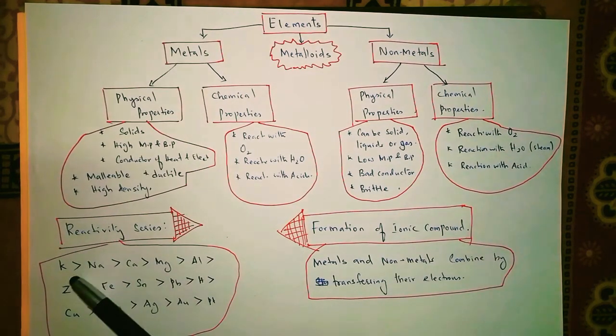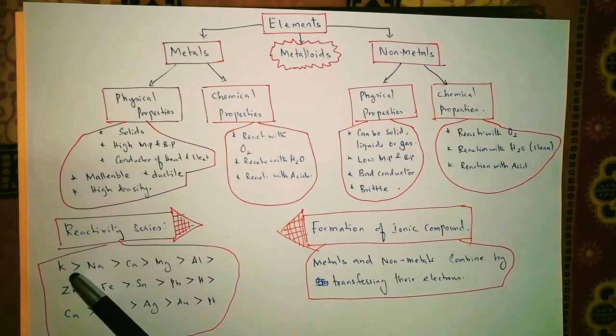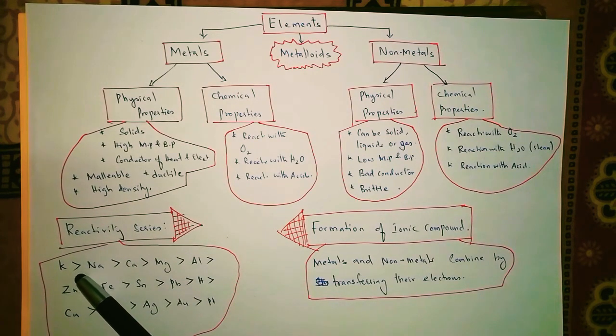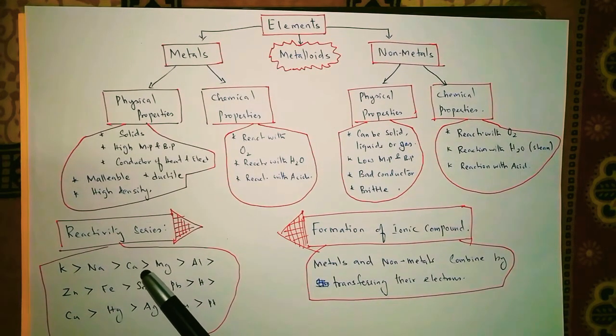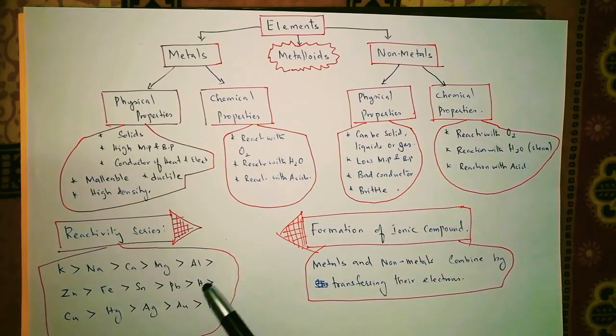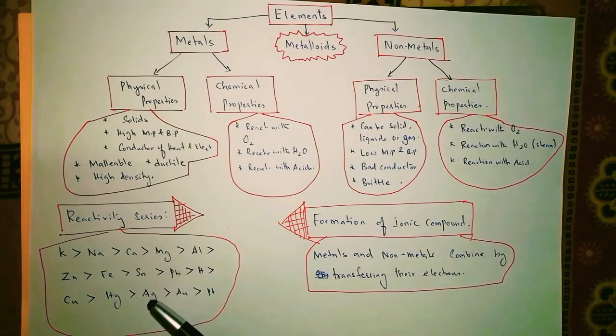You can see here potassium is a very highly reactive element, and it is kept in the first place. Potassium has more reactivity than sodium, and sodium is more reactive than calcium. Calcium is more reactive than magnesium. So it goes on, and you can look at it. What is the least reactive element given here? Platinum, gold, silver. These are present at the last.